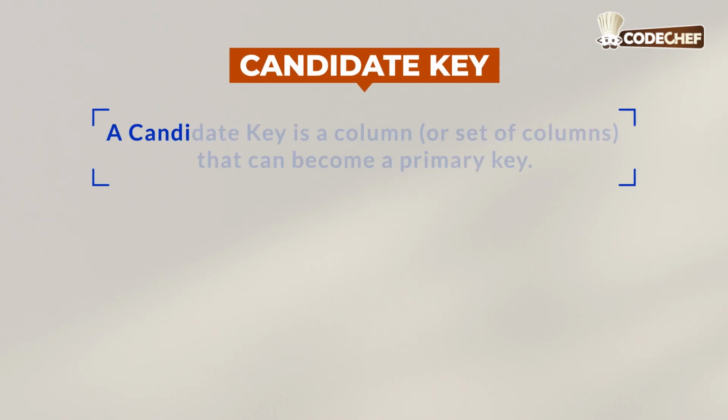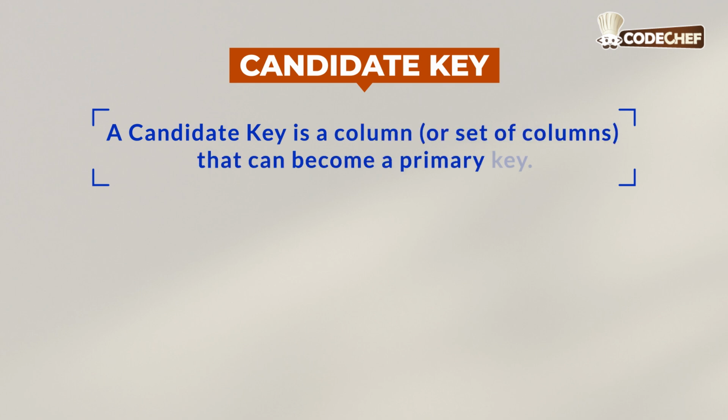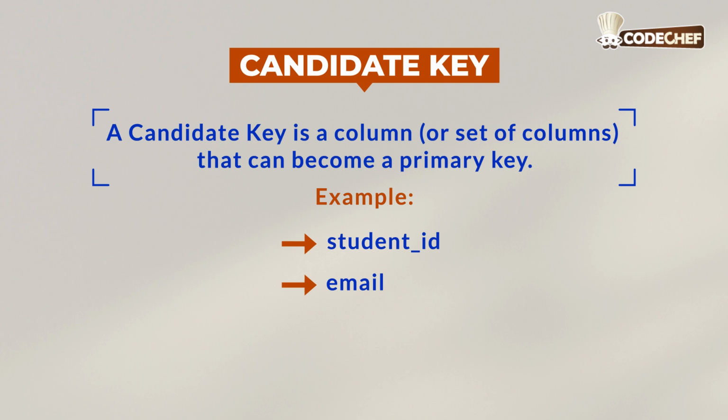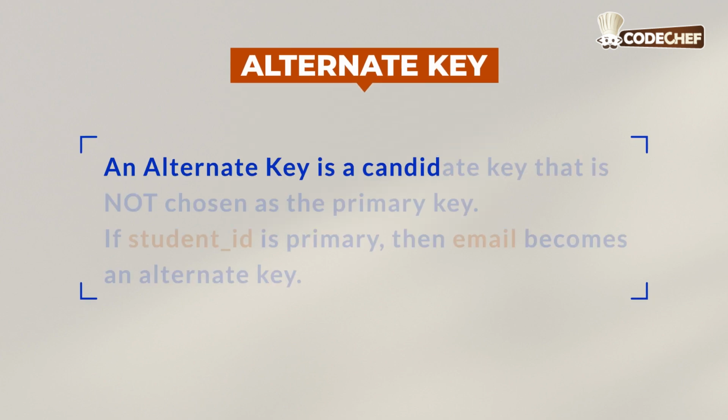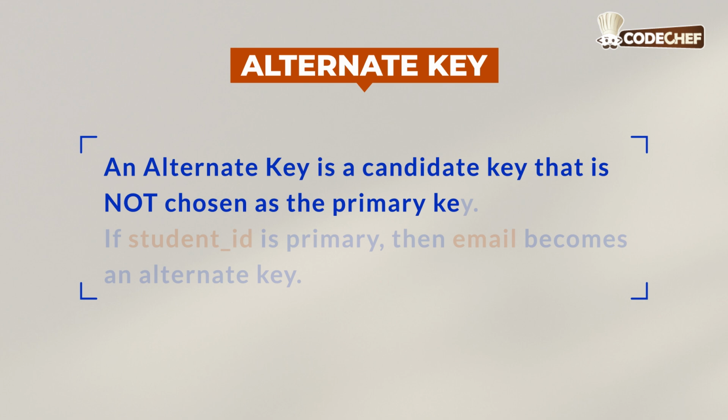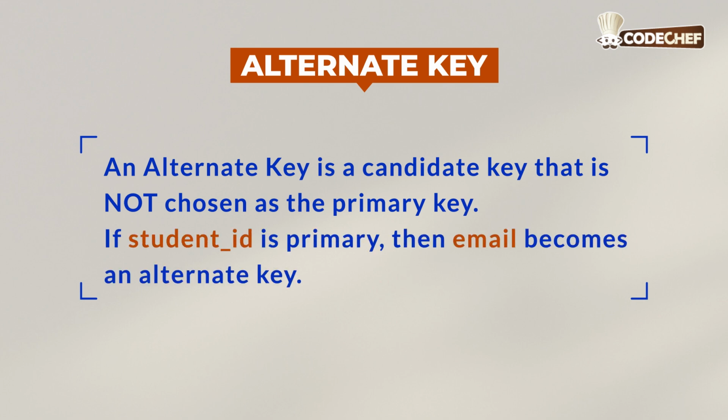Candidate key. A candidate key is a column, or it can be a set of columns, that can become a primary key. So let's suppose we have two columns, student ID and email, in a table where the values for both student ID and email are unique. So they both have the potential to become a primary key. So they are both candidate keys. Next is alternate key. An alternate key is a candidate key that is not chosen as the primary key. If student ID is primary, then email becomes an alternate key.